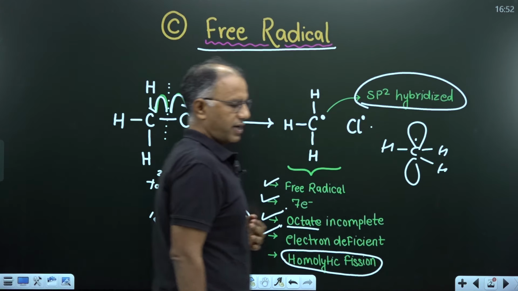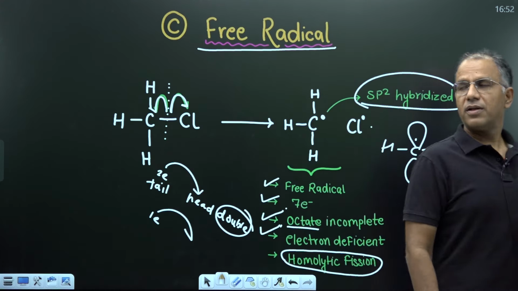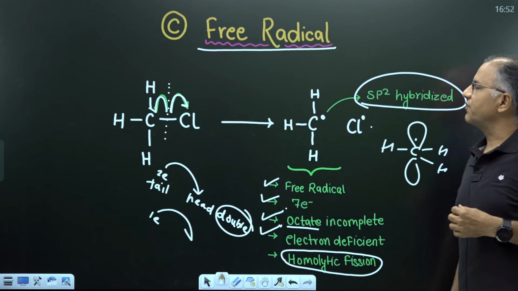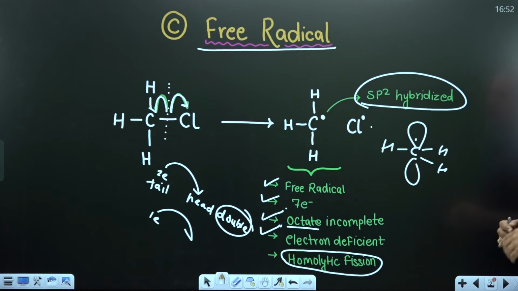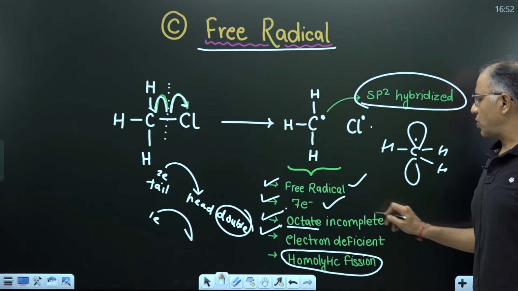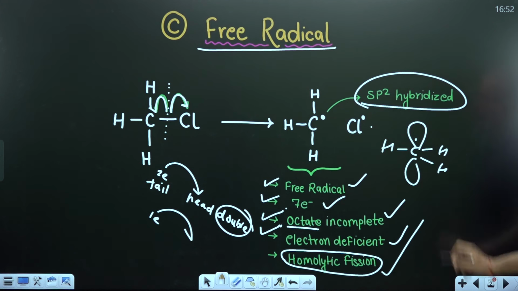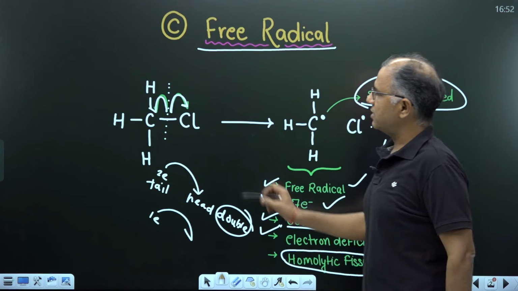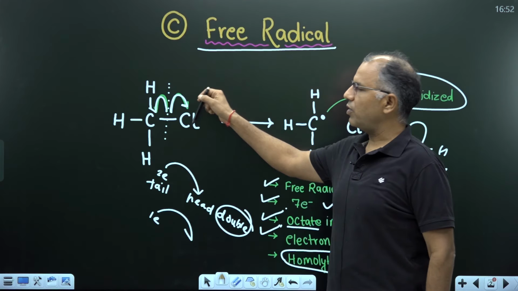So first of all, write down the intermediate stability. Today we are going to discuss free radical. It is a free radical, 7 electrons, octet incomplete, deficient, and homolytic fission. In terms of property, in this case, the property is equally distributed between carbon and chlorine.